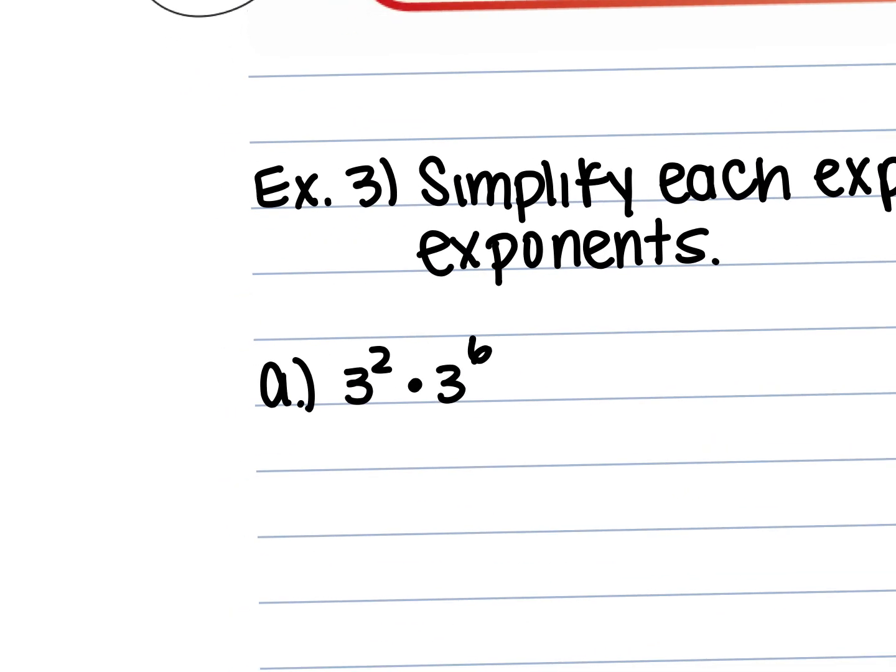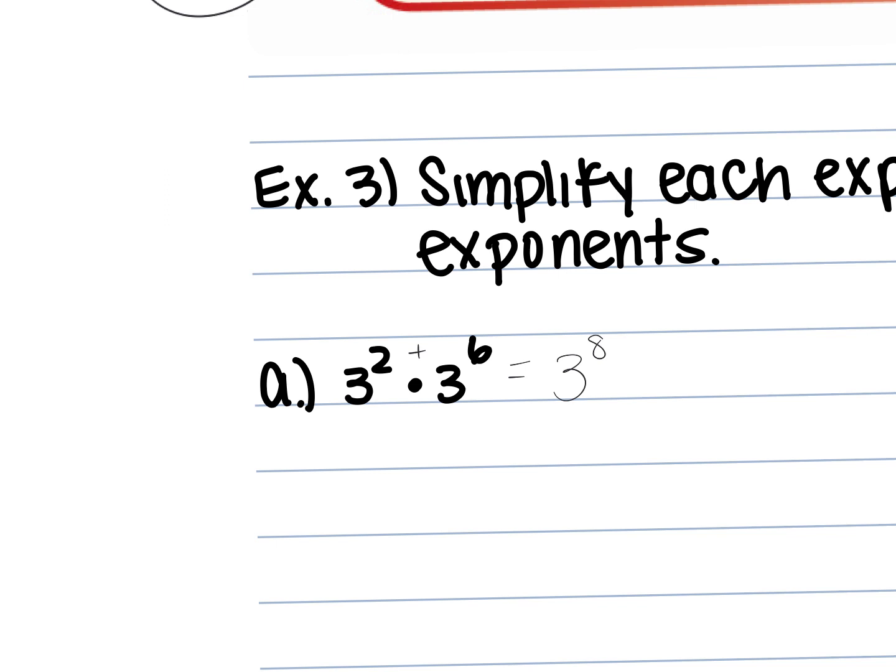We're going to do all of these examples. So start with letter A. 3 to the 2nd times 3 to the 6th. Does anyone have an idea of what we get here? 3 to the 8th power. You guys are all correct. How did you get 3 to the 8th? You added the 2 and the 6, correct?